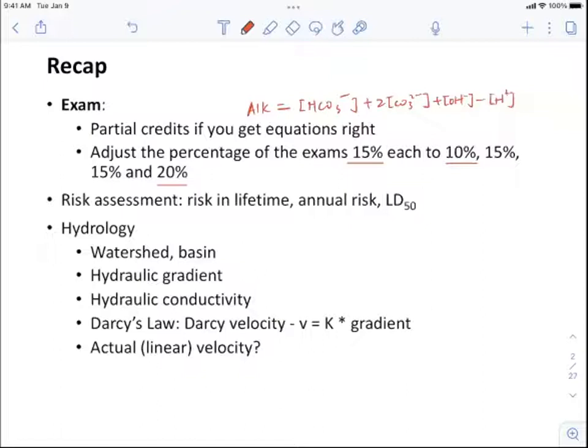Okay, so coming back to the recap. Last class, we mainly talked about risk assessment, right? We did some simple calculations about the risks associated with, let's say, cancer or COVID-19, and those are about death. There are also risks associated with chemicals.